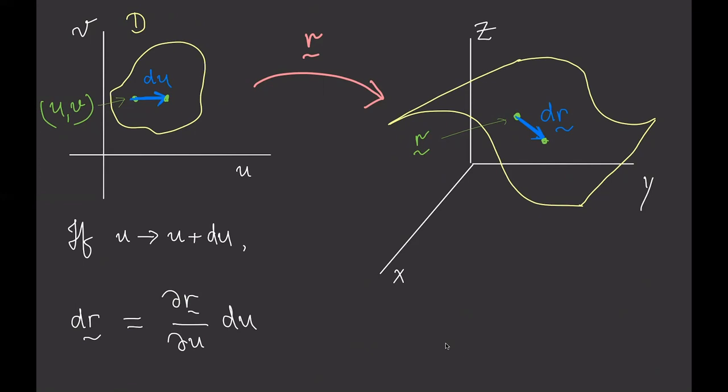Okay, now let's try to figure out this differential surface element. That's really what I want to do. In order to do that, I'm going to continue to think of this transformation R between the uv plane and this actual location. So here's your general point (u, v), and that maps to a point r. So that's a general point.